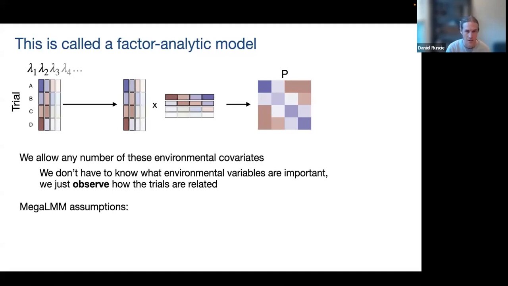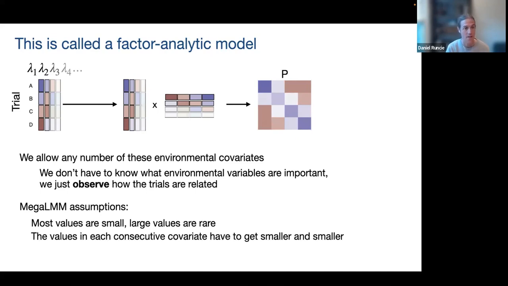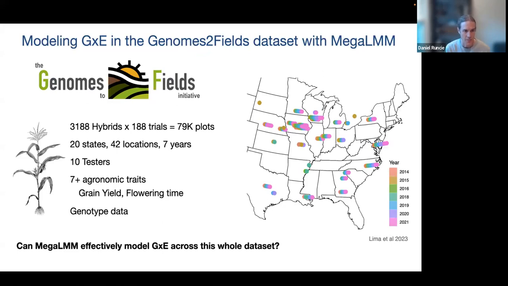Now, the new part of MegaLMM is that we encode on top of this factor structure a few new assumptions. We assume that most values in these columns, these vectors, are small, and large ones are rare. And then also that we can order these columns from most to least important. And this latter assumption is what really allows us to scale up the factor analytical model to very, very many trials and also quite a number of environmental covariates. And so that's what gives us the regularization that we need to be able to apply our model efficiently to large data sets. So that's the intuition behind how MegaLMM works.